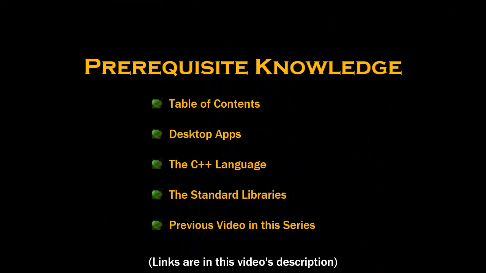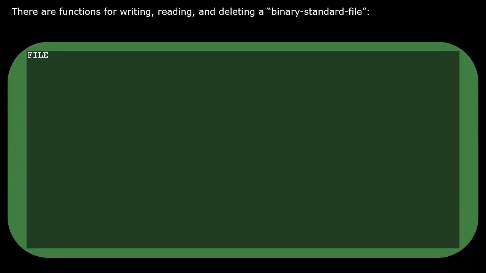Before proceeding, make sure that you have already watched these other videos first. Before you read or write to a binary file, you need to open it. The B in the second parameter is what indicates this is a binary file. After you are done reading and writing a binary file, you should close it.